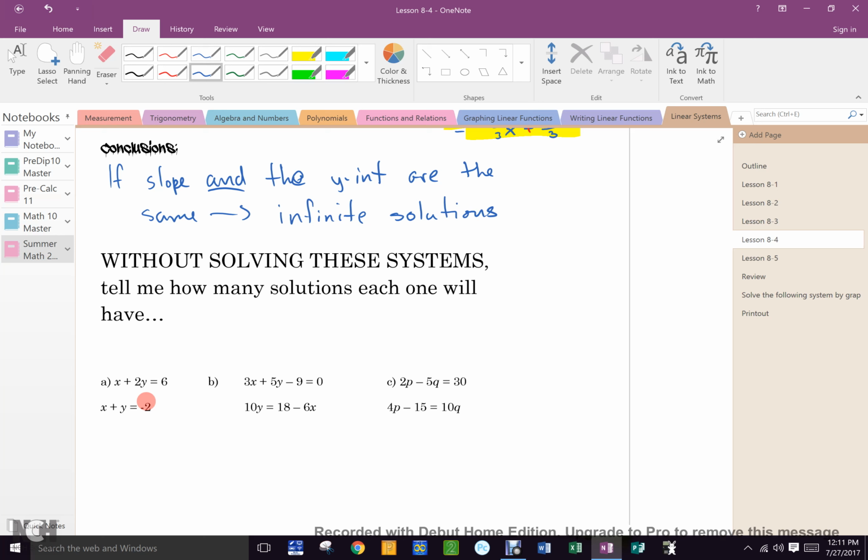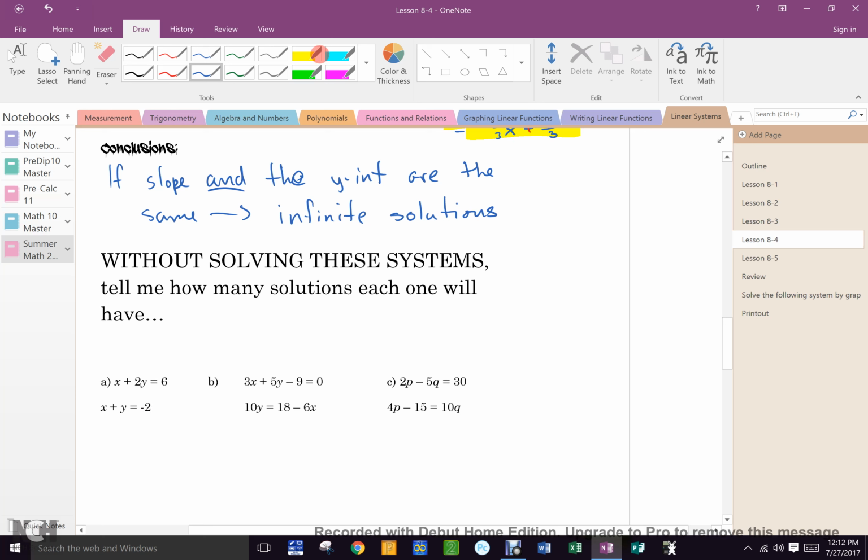If the slopes are different, how many possibilities are there? One. If the slopes are the same, how many? None. If the slope and the y-intercept are the same, how many? Infinite. So let's check this one.